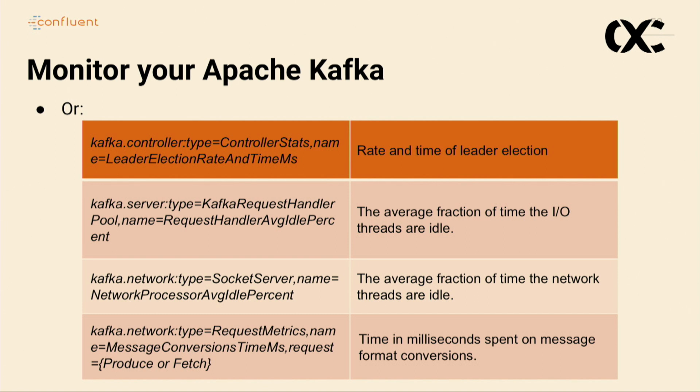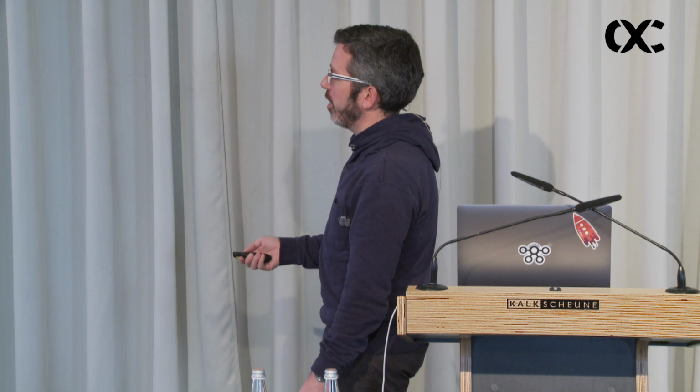The average fraction of time the I/O threads are idle. Again, to monitor, this nice image that we saw earlier. Another very interesting one is the time spent in message conversions. Okay, if you're doing a rolling upgrade, there's going to be message conversion. So you need to monitor that, and you can do that. A lot of information is there. So the recommendation is go to the documentation and read about it, and it's going to be very important for you.